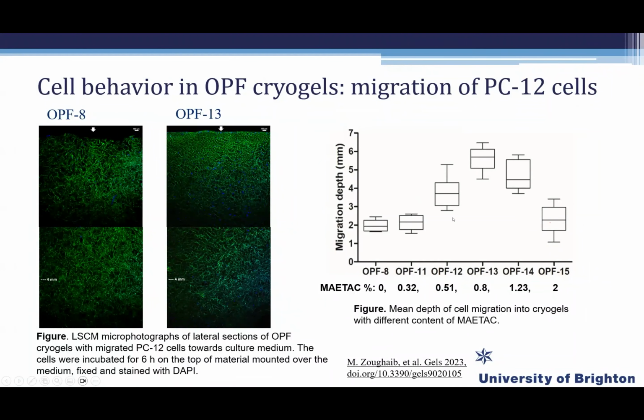The figure shows quite clearly that the concentration of MyAttack was important, because with increasing concentration we see increasing depth of cell migration up to 0.8%, and then it slightly drops. So we selected the gels with 0.8% for further study, and that is continuing work.